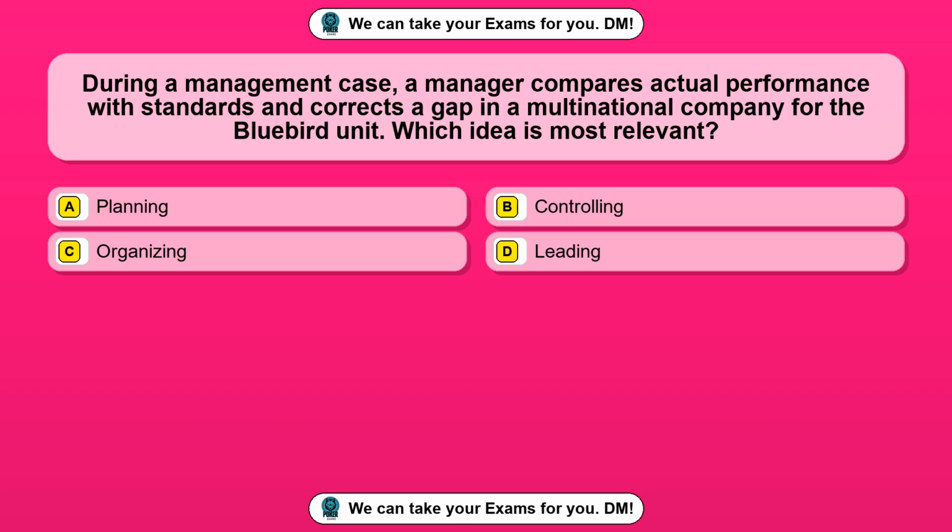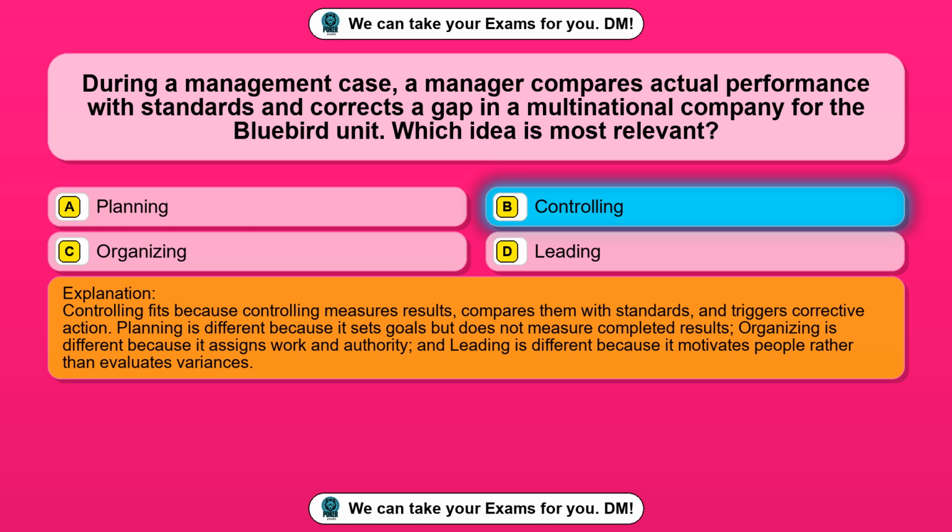Option A. Planning. Option B. Controlling. Option C. Organizing. Option D. Leading. The correct answer is option B. Controlling. Controlling fits because controlling measures results, compares them with standards, and triggers corrective action.